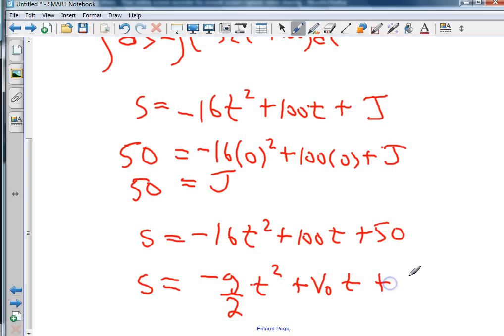V0t plus S0. So this constant of integration has to do with the initial displacement. This constant of integration, we started with acceleration dv dt. We didn't. We started with the s of t. Is the initial velocity. Okay. The example we did originally had 0 here.